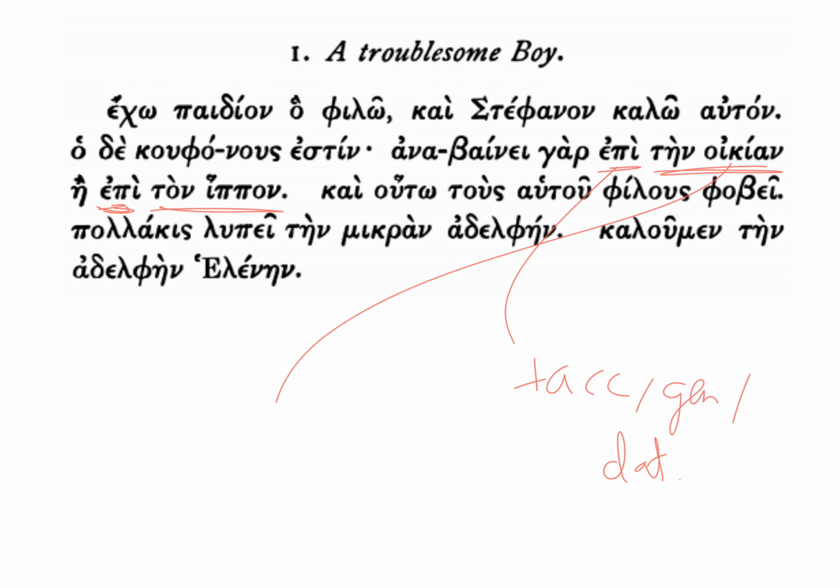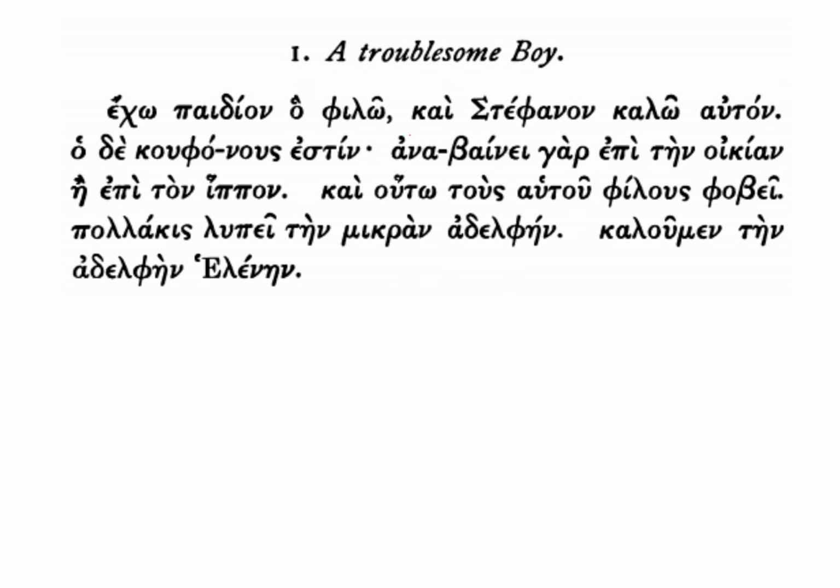We have oikian in the feminine singular and accusative, and we have ton hippon in the masculine singular and accusative. They are separated by this disjunctive e. So in the same way that kai is a conjunction, notice kai here, a conjunction, linking things together, this particle e is a disjunction.